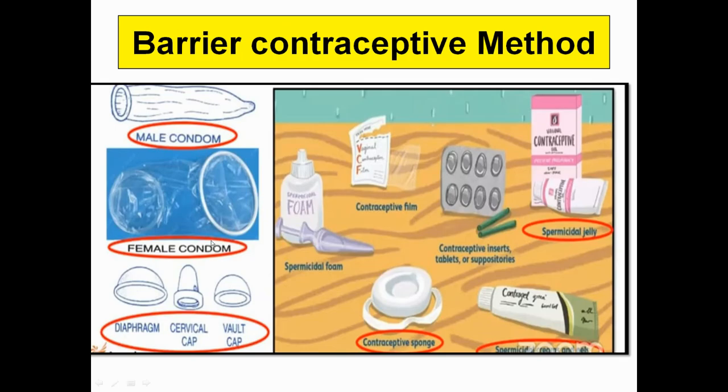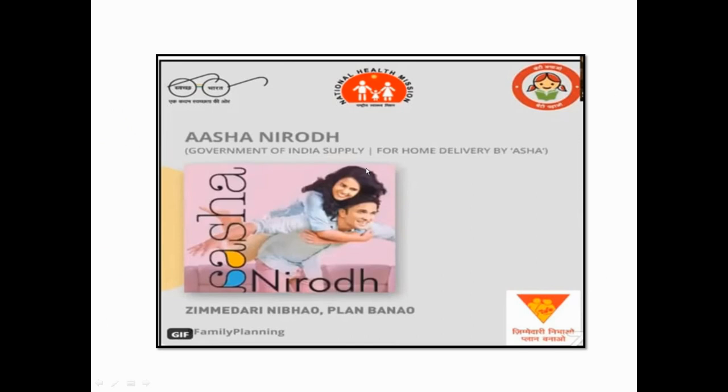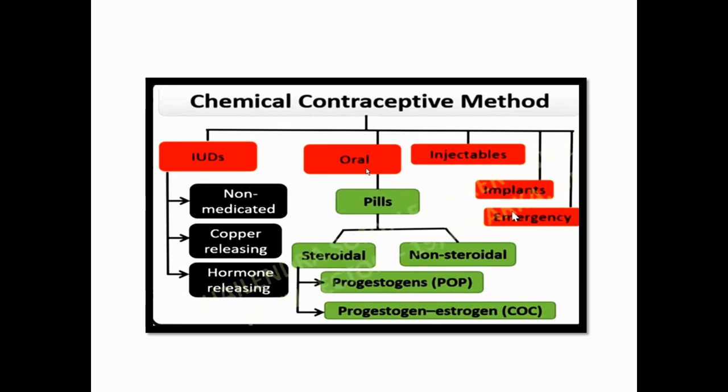You can see the pictorial view of the barrier contraceptives: male condom, female condom, diaphragm, cervical cap, and wall cap, and these are the foam, gels, jellies, and creams. Asha Nirod is the first of the indigenous condoms being manufactured by the Government of India. This is readily available free of cost at healthcare sectors.